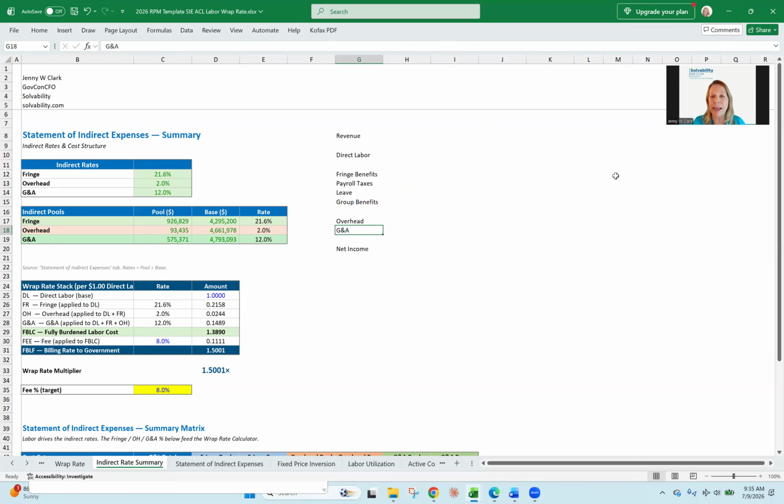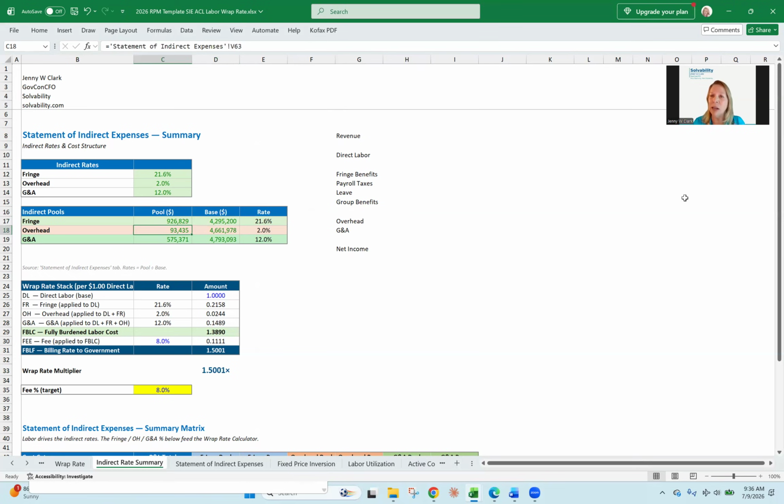I've got a fringe base, and that's, by the way, all of your productive labor. That means your direct labor, your overhead labor, if you've got that, not everybody does, and your G&A labor, all added together, because all of those costs receive fringe benefits because everybody that's working for you gets payroll taxes and leave and group benefits.